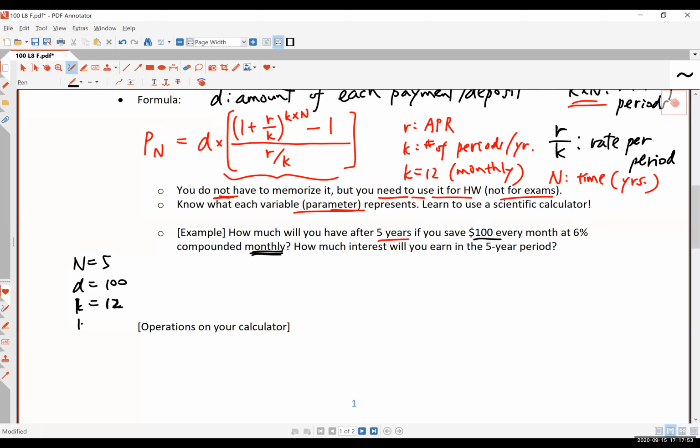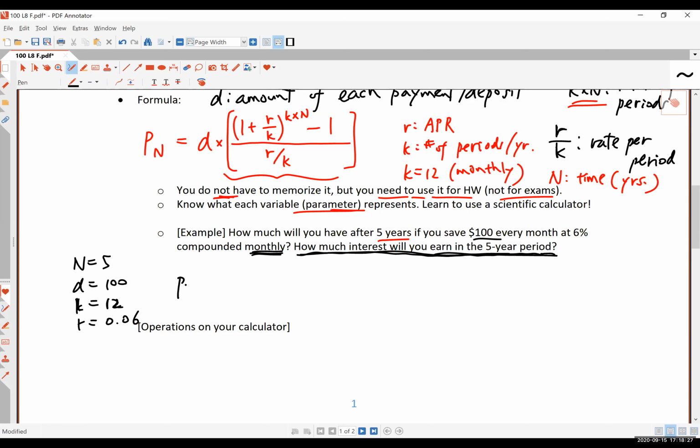All right, and 6%, that's your R, 0.06, okay? Compounded monthly, how much interest will you earn? So this is a separate question, and I will make sure you know how to answer this type of question, because this kind of question is what I will be asking you on your homework and on your exam and on your test, okay? The test will be focusing on questions like this. How much interest will you be earning for the 5-year period?